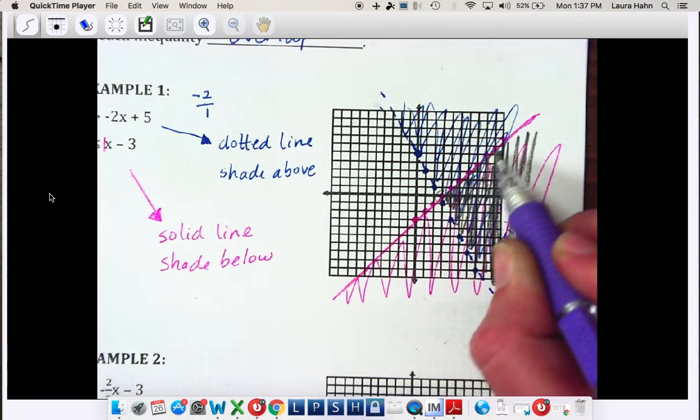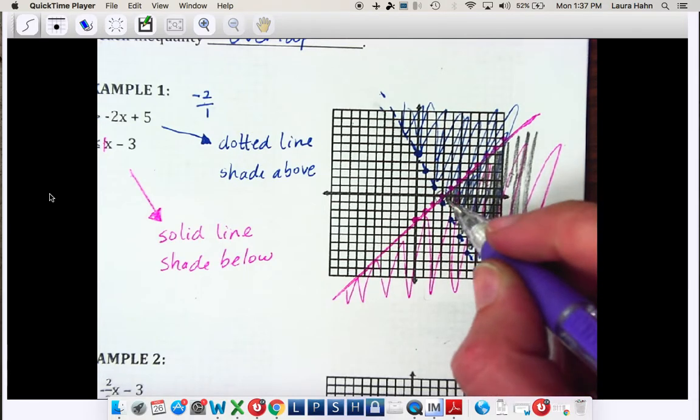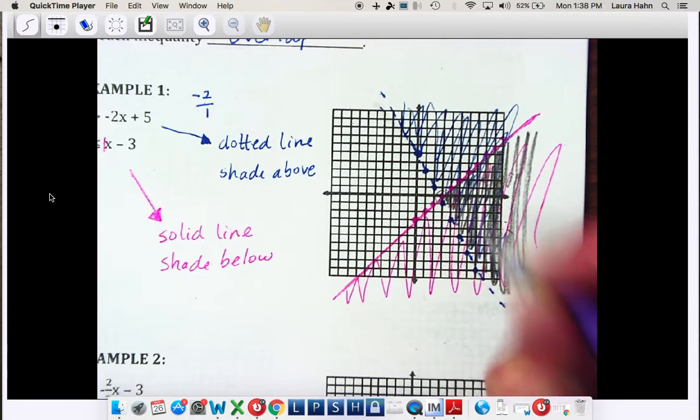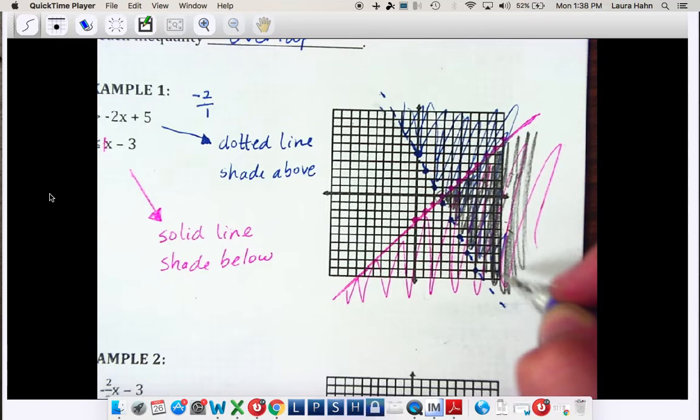Any of these would be okay. None of these would be okay. Everything on the inside, good to go.